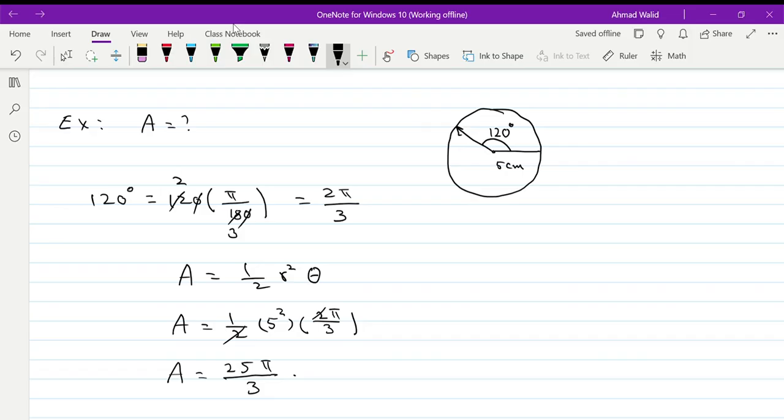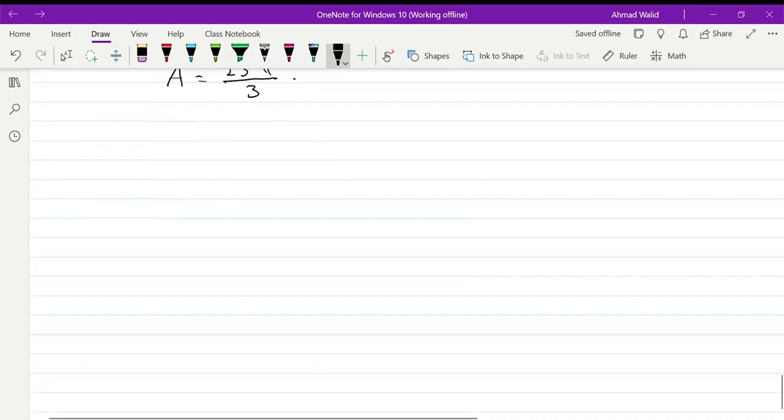If you want to change it to a decimal, it will be 26.18 centimeter squared, correct? Because you have to put the unit. When you are squaring the radius, whatever the unit of your radius is, it becomes squared. And you know, we calculate the area in square units, correct? That will be the area sector formula.